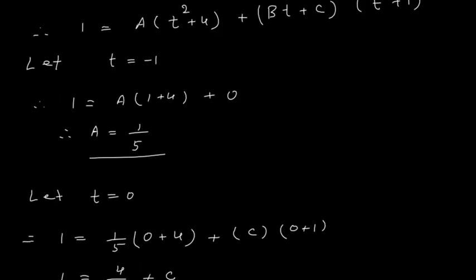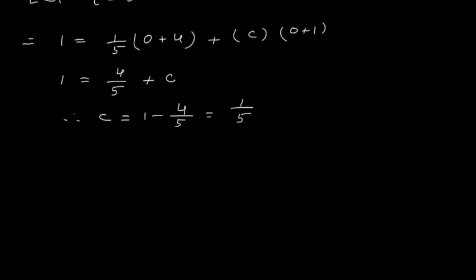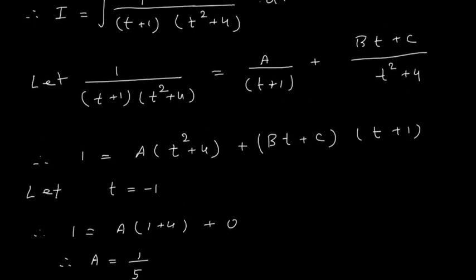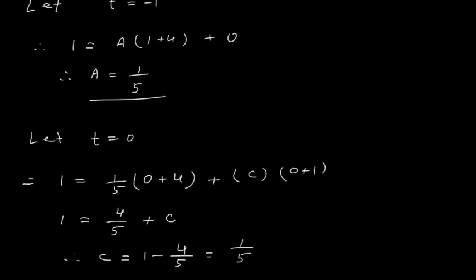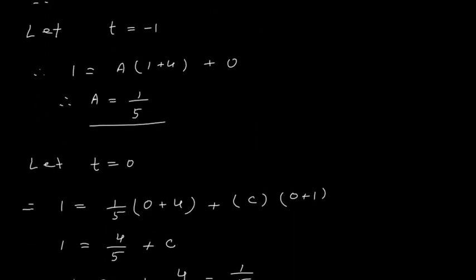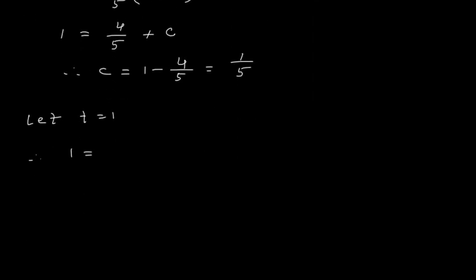Till now I have taken minus 1, 0. So let us take t is equal to 1. Let t is equal to 1. So therefore on the left hand side I have 1 equal to a. The value of a is 1 by 5. So 1 upon 5 into t square. So t square we have taken 1. So 1 square is 1 plus 4 plus bt.